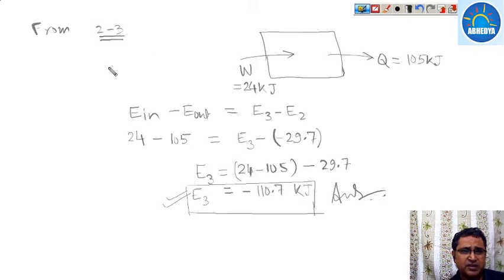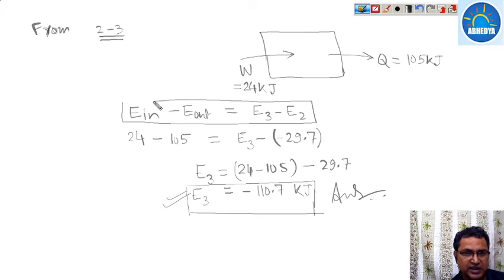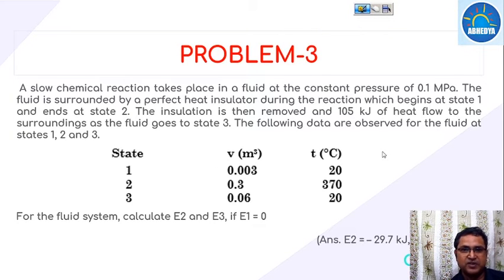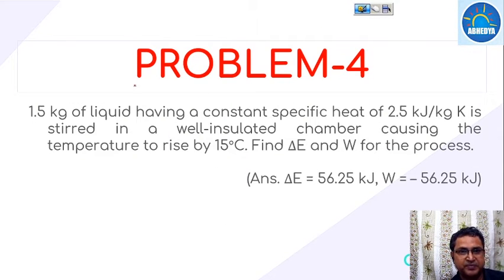So according to the first law, we applied the energy transfer formula, and I am again telling you, always use this formula: E in minus E out is equal to delta E system, and you have to check which is the energy coming inside and which is the energy going outside the system. Now come to the next problem, problem number 4.